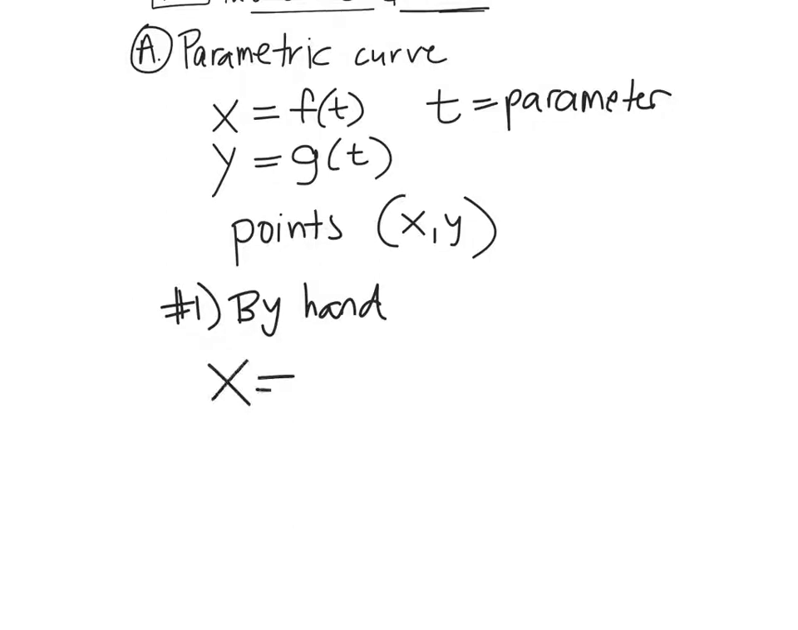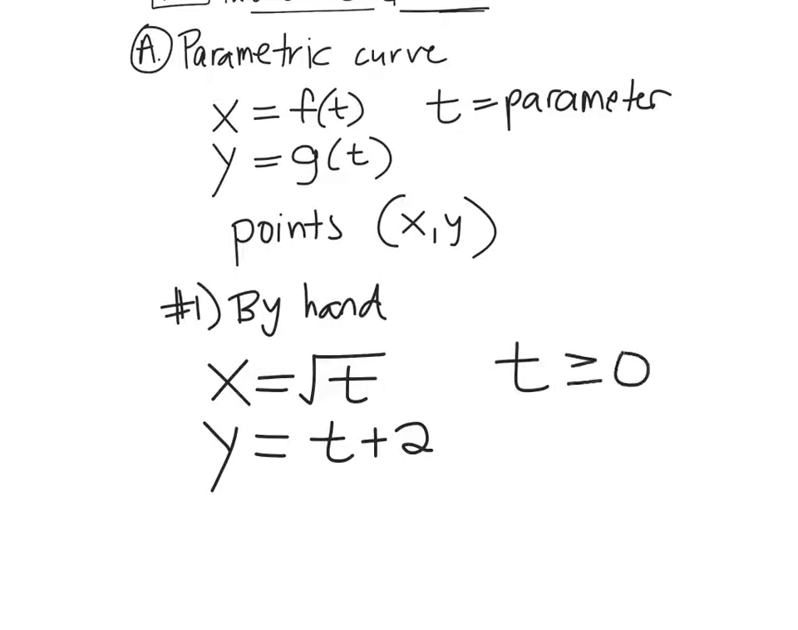X is equal to the square root of t. And y is equal to t plus 2. And they're going to restrict t this time. Sometimes they don't restrict t, but they're going to say t has to be greater than or equal to 0. And that should make sense if you look at the x value. It has to be greater than or equal to 0.